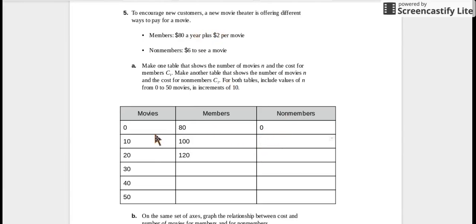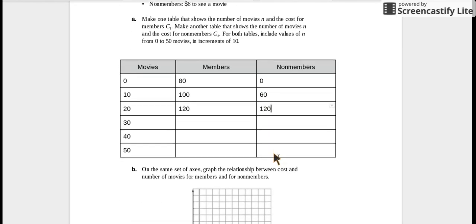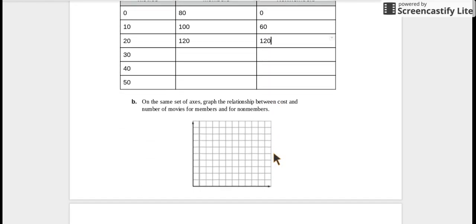For non-members, for 10 movies, you got to figure out how much it's going to cost them. Well, you know it's $6 per one movie. So for 10 movies, that's going to be 6 times 10, which gives you 60. So for 20 movies, that's going to be 20 times 6, which gives you 120. And if you notice, it's going up by 60 each time. So you guys should be able to fill out the rest of the table based off that information.